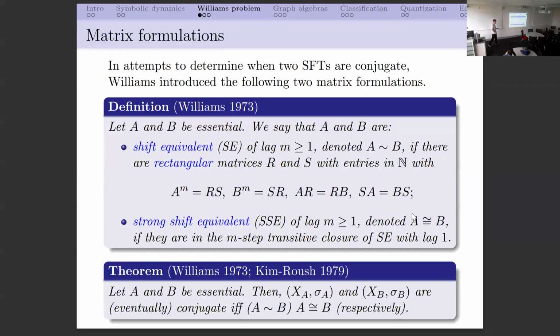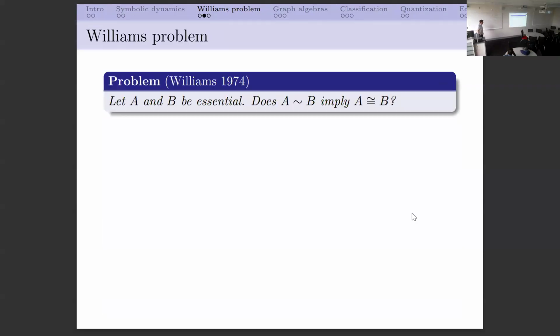Okay. So Williams, why did he come up with these matrix formulations? They exactly encapsulate conjugacy, that's strong shift equivalence, and eventual conjugacy, that's shift equivalence. That's why you have these iterates here, because shift equivalence is eventual conjugacy. Starting from some iterate, they are conjugate henceforth. Okay. Great. So Williams' problem goes back to the problem of decidability of conjugacy. One of the most fundamental questions in dynamics, when you're given one class of dynamics and two dynamics in that class, is whether conjugacy between these systems is something that is decidable.